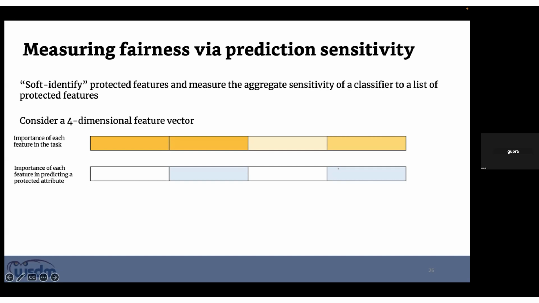So what we could do is see if the feature that was important in decision making for the task is also important for decision making for the predicted attribute. And if you want your classifier to not depend upon the predicted attribute, you then would not want decision making based upon the second and the fourth feature.